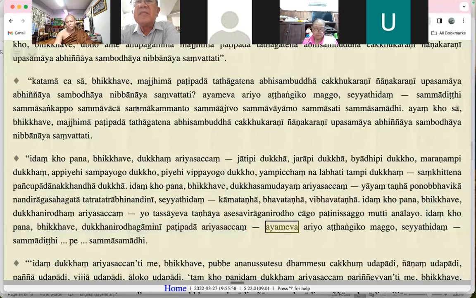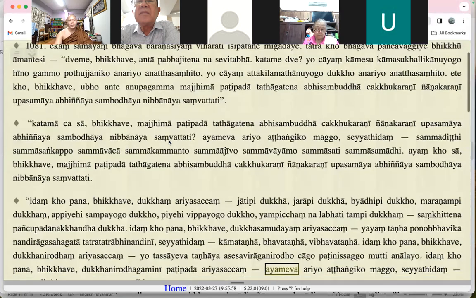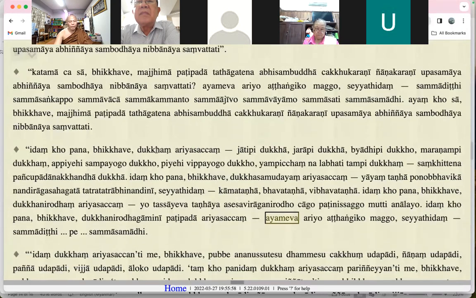So firstly, it is related to the two extremes, attakilamathānuyoga and kāmasukhallikānuyoga, and in opposition to those, they should be avoided and the middle way should be followed. Why should we follow that middle way, the Eightfold Noble Path? So that is another piece of information: dukkha sacca, dukkha samudaya sacca and nirodha sacca.